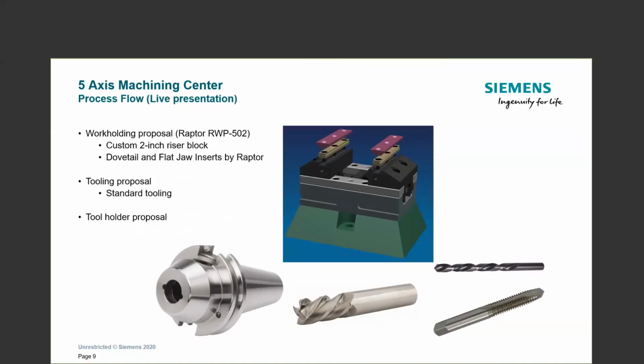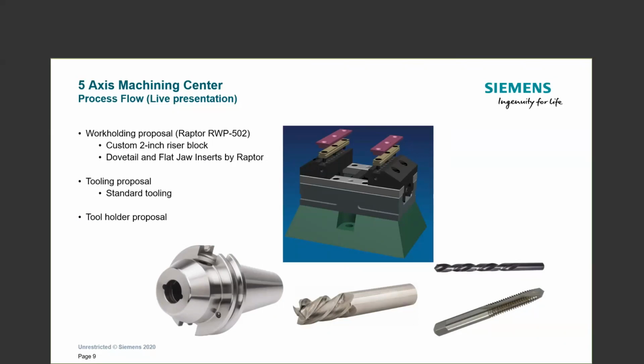So here's a couple of noteworthy items. For the work holding, we're proposing a Raptor 5-axis vise scenario. We have two sets of jaw inserts here, some dovetail inserts and flat inserts that you can see. And also this very attractive looking hunk of 2-inch riser that I had to design on the fly just because I needed some extra clearances. This one is unbranded as of now, but that's what we're looking at for the fixturing situation on the 5-axis machine.